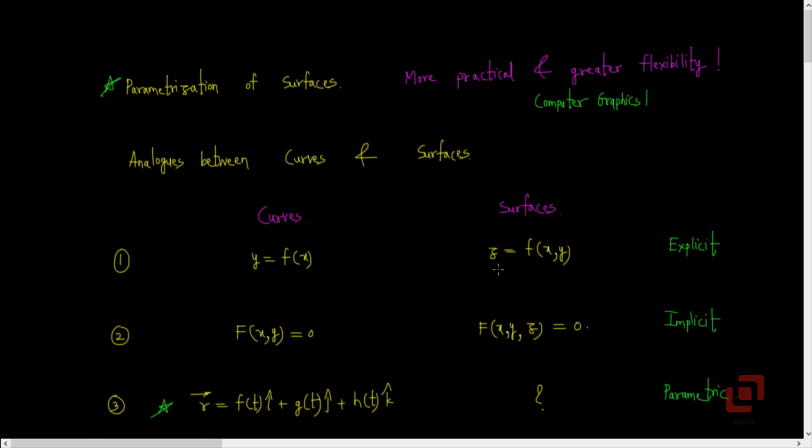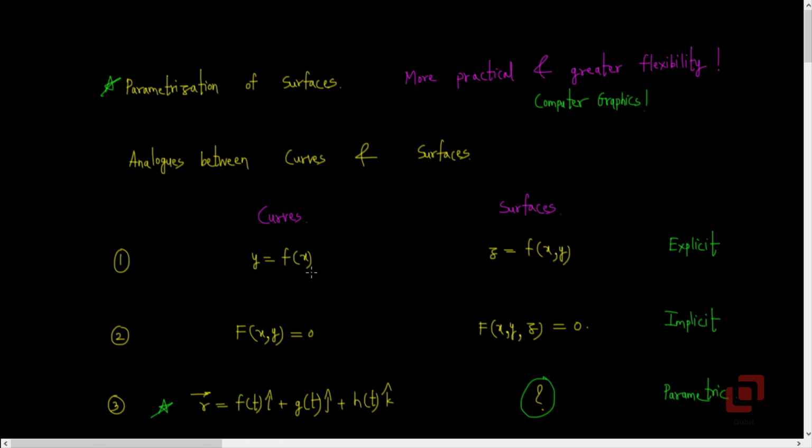Similarly, we also have three different ways to represent surfaces using equations. The explicit way is z equal to f of x, y, or x equal to a function of y and z, or y equal to a function of x and z. We also have an implicit way to express a surface, which is f of x comma y comma z equal to 0. And we also have the parametric representation, which we are going to discuss very soon.